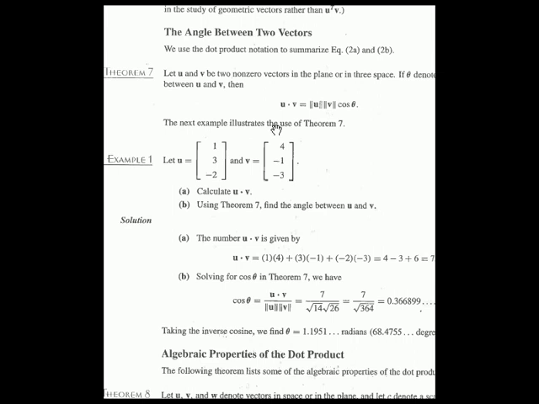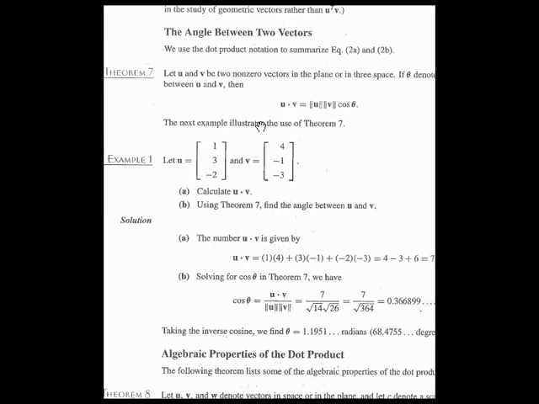So here's an example of the use of that formula. Here you've got two vectors in 3D, and you want to find the angle between the two vectors. And that's something that's actually pretty hard to calculate directly. If you try to do this geometrically, it's going to be pretty complicated, but with this formula it's easy.